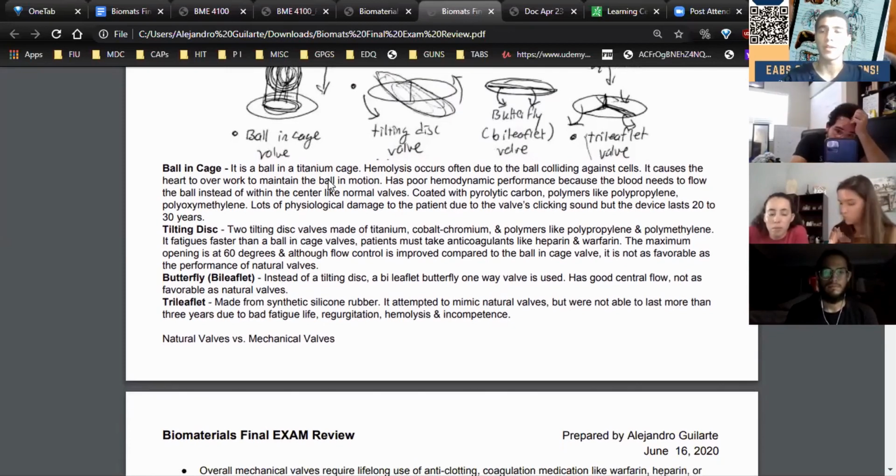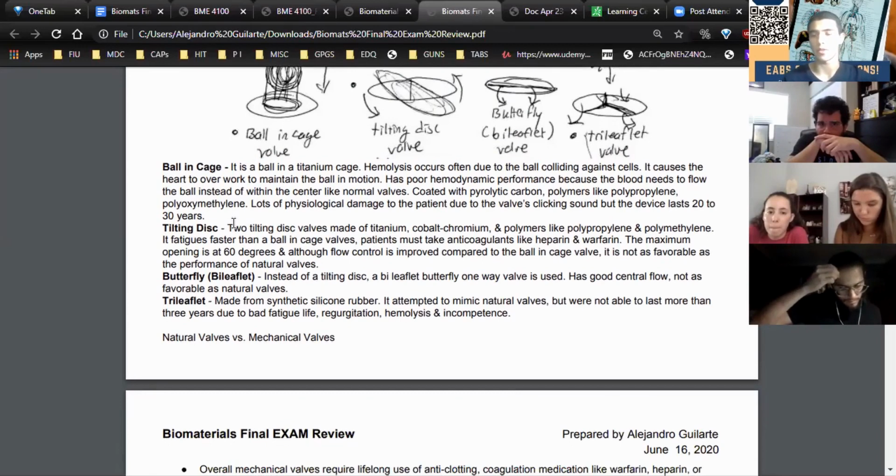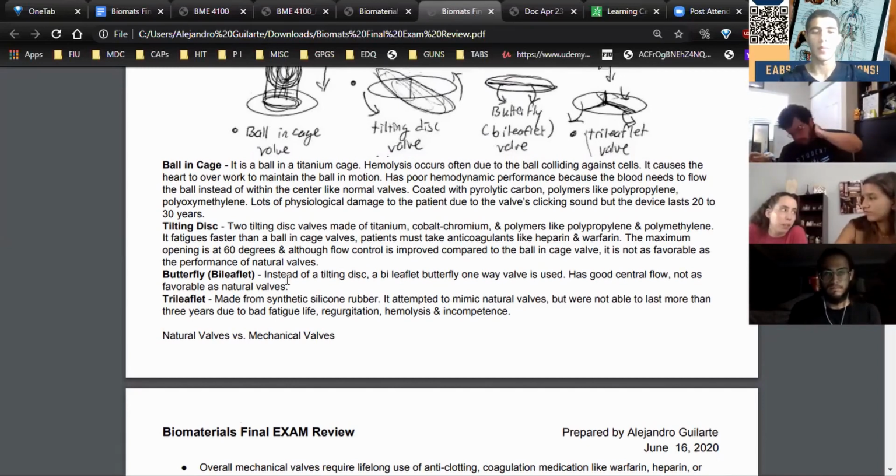Tilting disc was an improvement on that. So instead of having a ball and cage, you just have one disc that tilts on its axis. And material-wise it's usually made out of the same material, but the improvement with this design is that it has improved blood flow motion. The maximum blood flow that you'll get is at 60 degrees, although it's obviously not as good as a natural valve. Then you can take this one step further. Instead of having a tilting disc, you have a butterfly valve in which you have 2 different leaflets that fold on a central axis in one direction. It has improved blood flow, but it has less wear resistance.